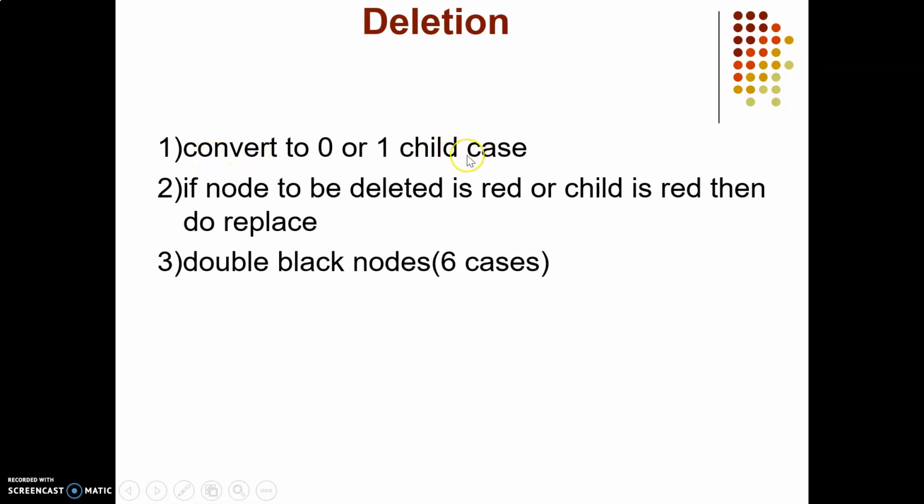Convert it into a 0-1 child case, that is, do deletion like you are doing in normal BST. Then check the node to be deleted: if it is red, or if the node to be deleted is black and its child is red, then we just have to do replacement. Otherwise, there are 6 double black cases. We will be doing these one by one.